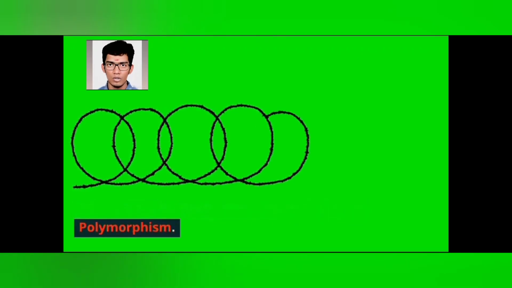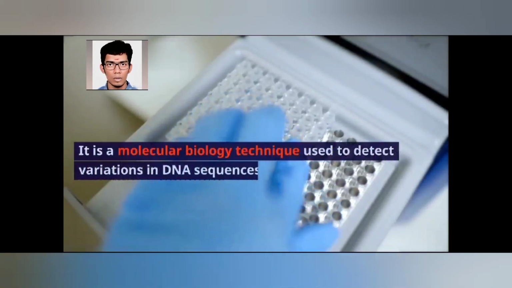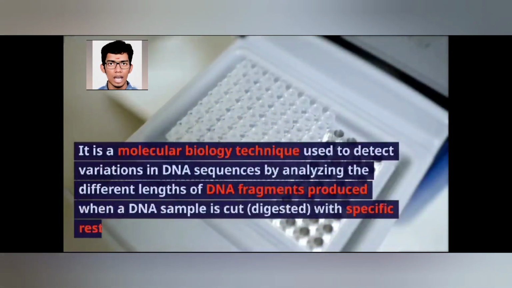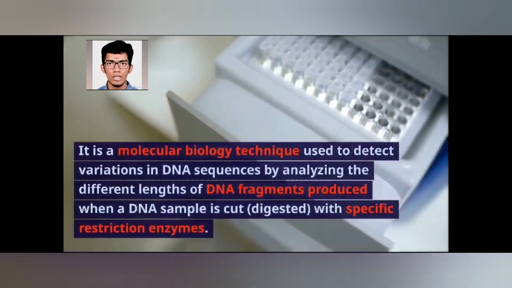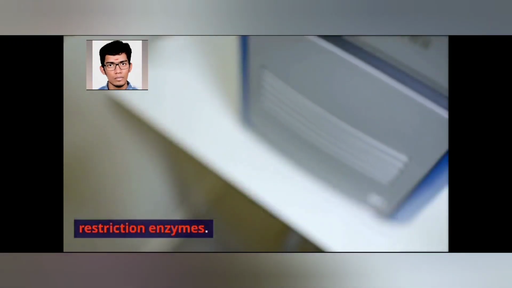RFLP stands for Restriction Fragment Length Polymorphism. It is a molecular biology technique used to detect variations in DNA sequences by analyzing the different lengths of DNA fragments produced when a DNA sample is cut, digested, with specific restriction enzymes.